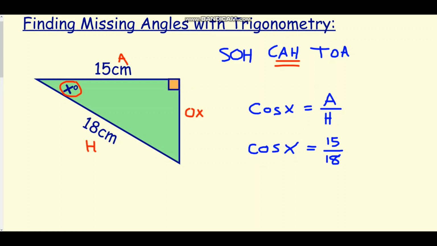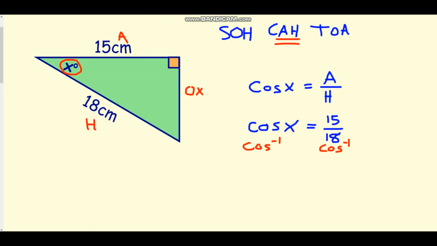And this is where we're going to use that inverse cos function. To get rid of that cos that is acting upon our x, our angle, we need to do cos to the minus 1 on both sides here. Inverse cos, inverse cos. All right, and in blue we've got x is equal to the inverse cos of 15 divided by 18.